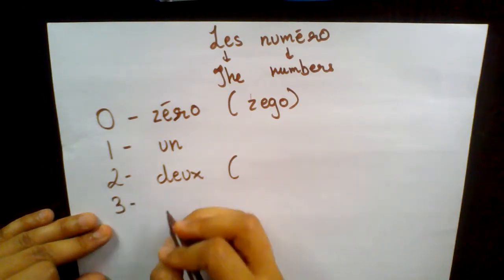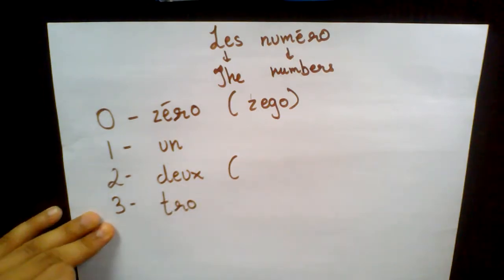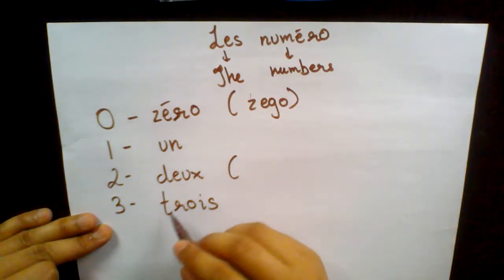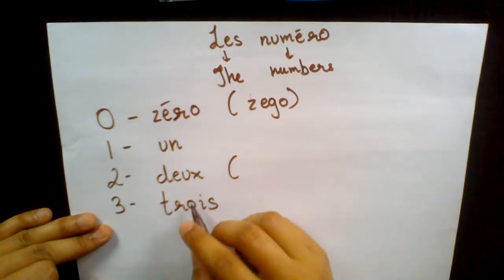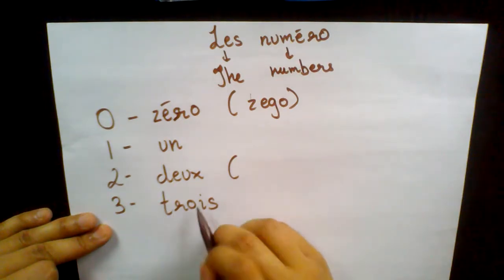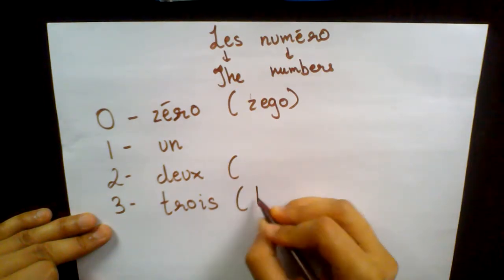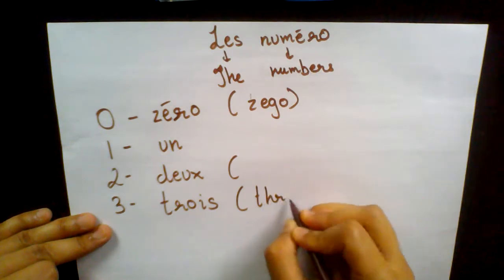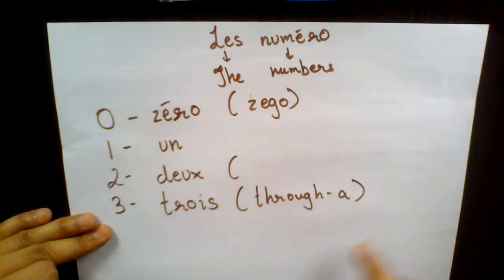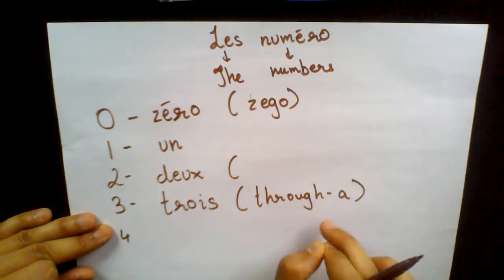Then you have number 3, TROIS, pronounced as trois. So you see that you do not pronounce the S, it is just trois. The equivalent can be "true", maybe, for the English speaking people to make it a little easy for you. However, it is not exactly the same, it is trois.